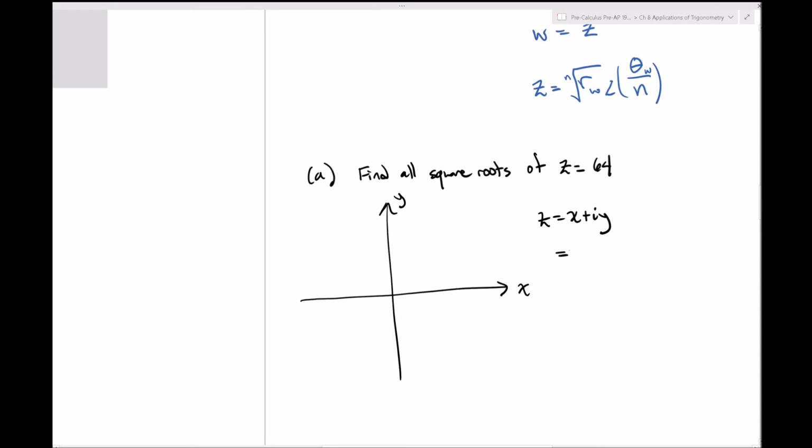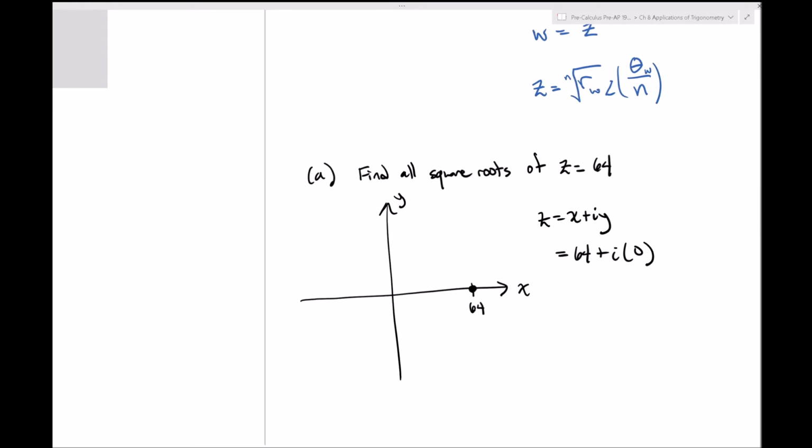Well, in this case, x is what, 64? Y is 0. If it's real and positive, it's on the right side of the x-axis. So it's on the x-axis at 64. And there's no y coordinate to it. So it's on the x-axis at 64. So that's how we graph a positive number, in this case positive 64.